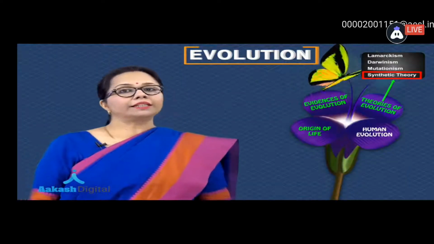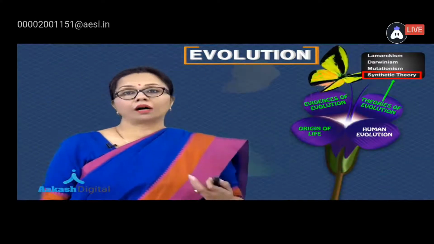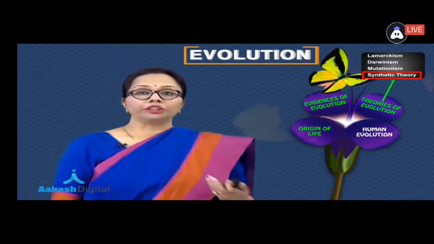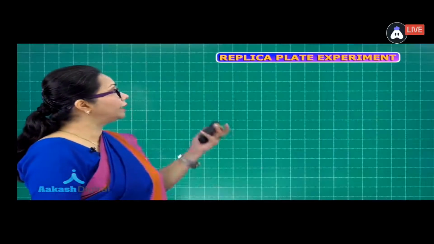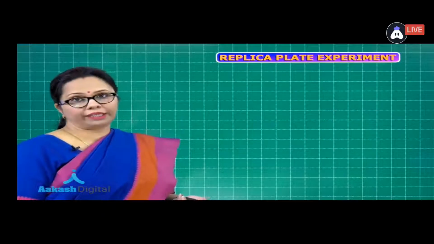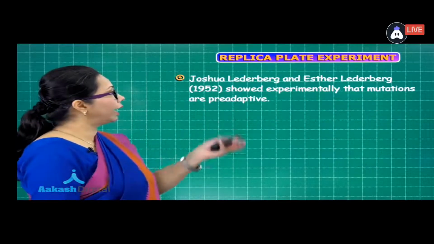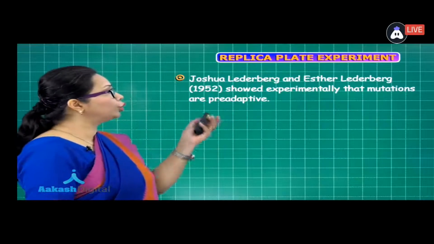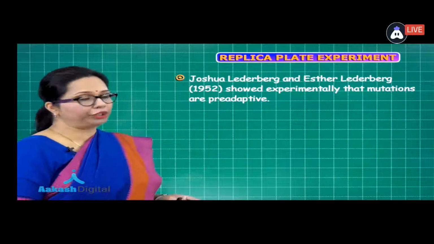Now, industrial melanism was an example which showed that natural selection is occurring in nature. A similar example we find from a lab experiment as well, and that experiment is the replica plating experiment. This experiment was conducted by Lederberg, who showed experimentally that mutations occur even before adaptations.